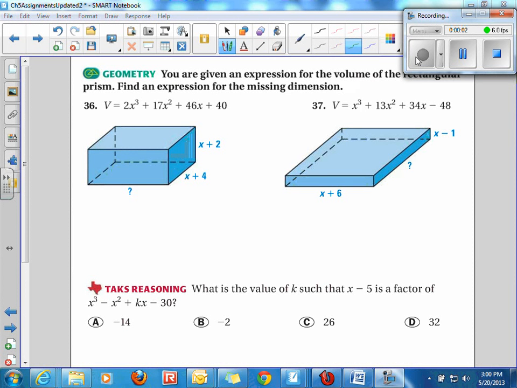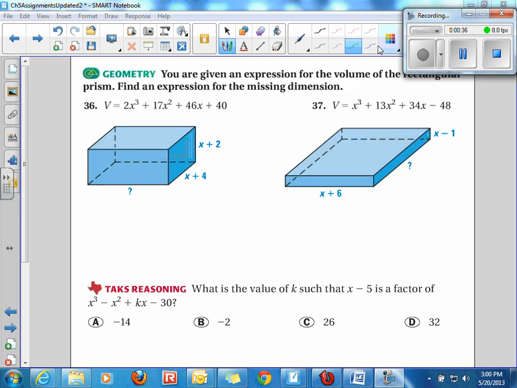This is page 10 in your packet, and we're going to do number 36 as a sample. They have given us an expression, and they want us to find the missing dimension, which is the volume of a prism. It's a rectangular prism, so it's length times width times height, which means each of the three factors would be multiplied together to get this polynomial expression. So what we're going to do is divide the expression by each of the two factors that were given, and then that will give us the third factor.